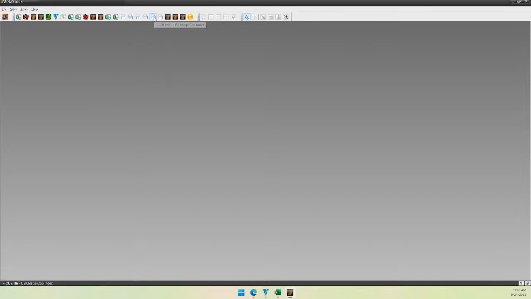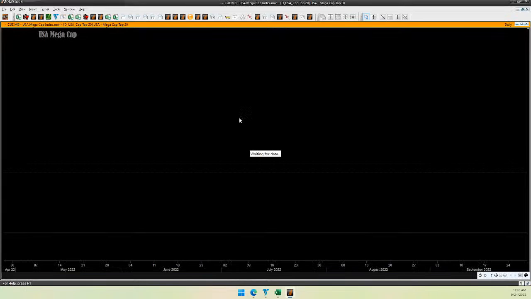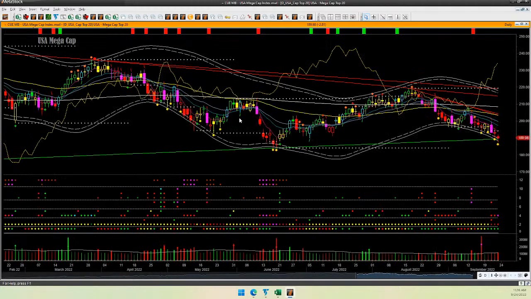What about mega caps? Let's look at the mega cap custom index. What is the trend? Again, it is in a range created by very robust trend line resistance and support.